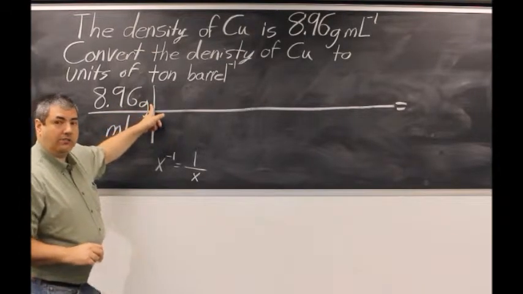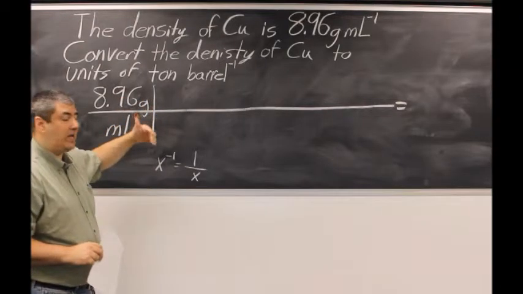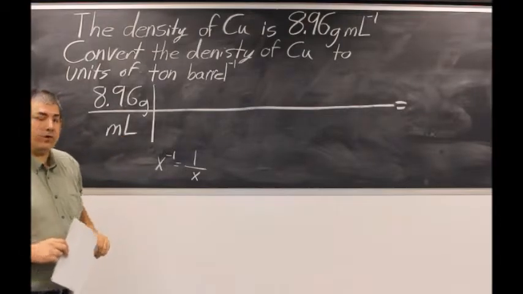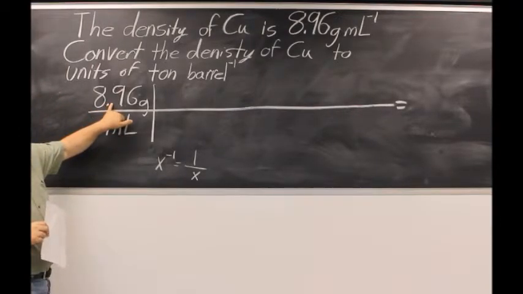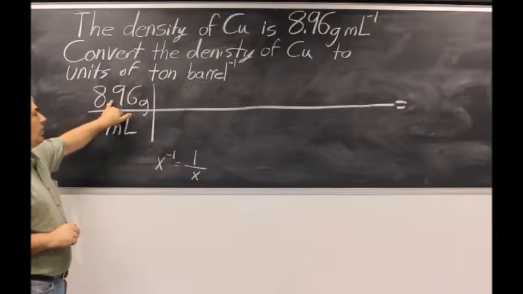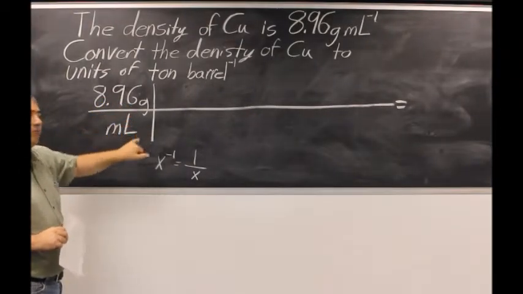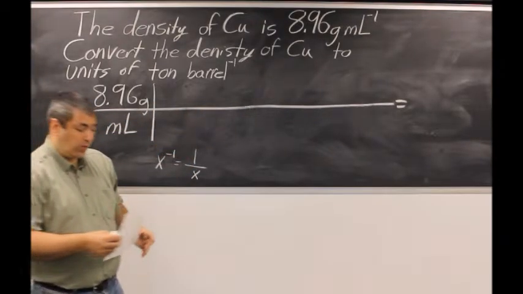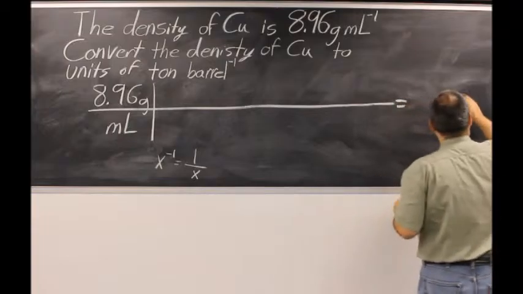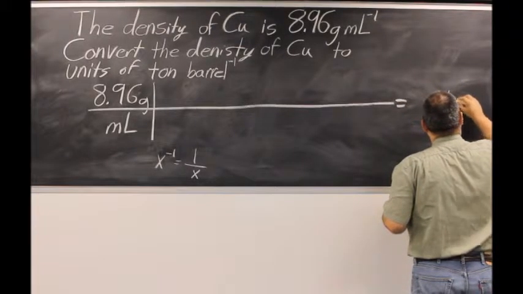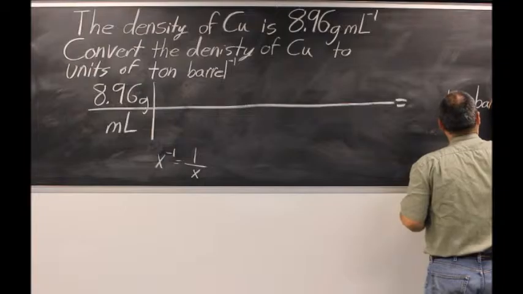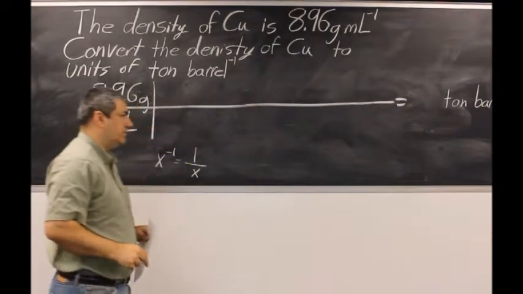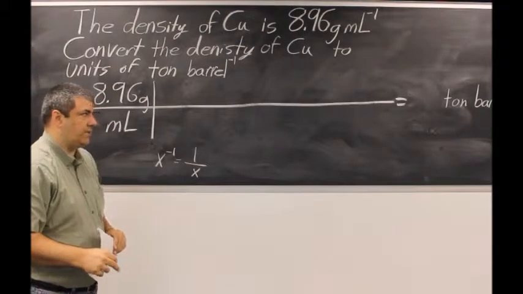The result that messed most of you up, that made this mistake, was you inverted every other conversion related to volume. Now, for my setup, I'm not actually done yet. I have what I was given, 8.96 grams per milliliter. Draw out the grid, then, after the equal sign, put the unit of what you want. And in this case, ton per barrel, a unit of mass per a unit of volume.